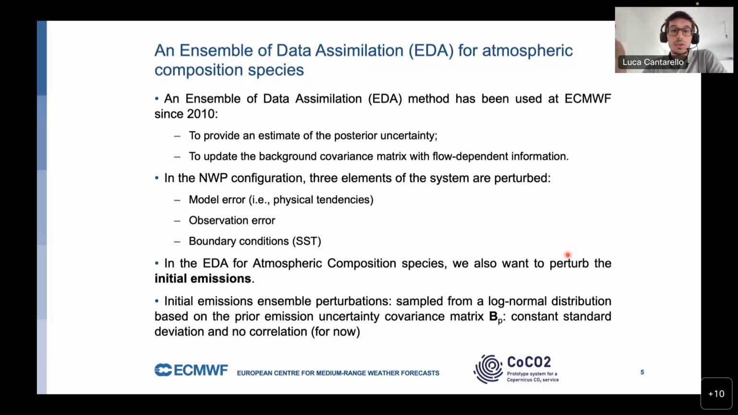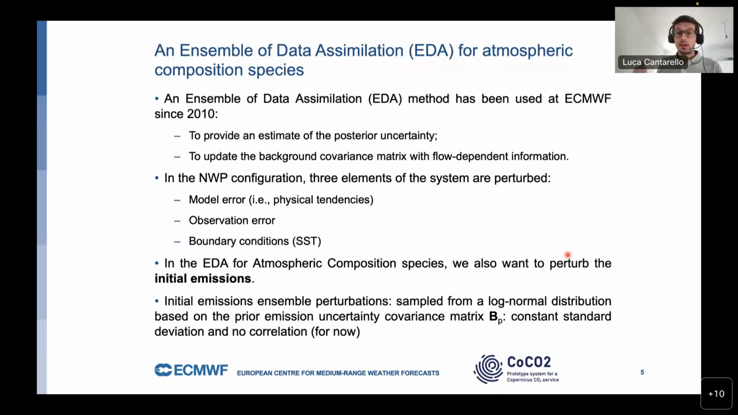And in order to do this, at ECMWF, we perturb three elements in the system. One is the model error through the perturbation of the physical tendencies, the observation error, where we perturb the observations, and then we perturb also the sea surface temperature. And the idea here is that, as in the EDA, for atmospheric composition we also perturb the initial emissions.